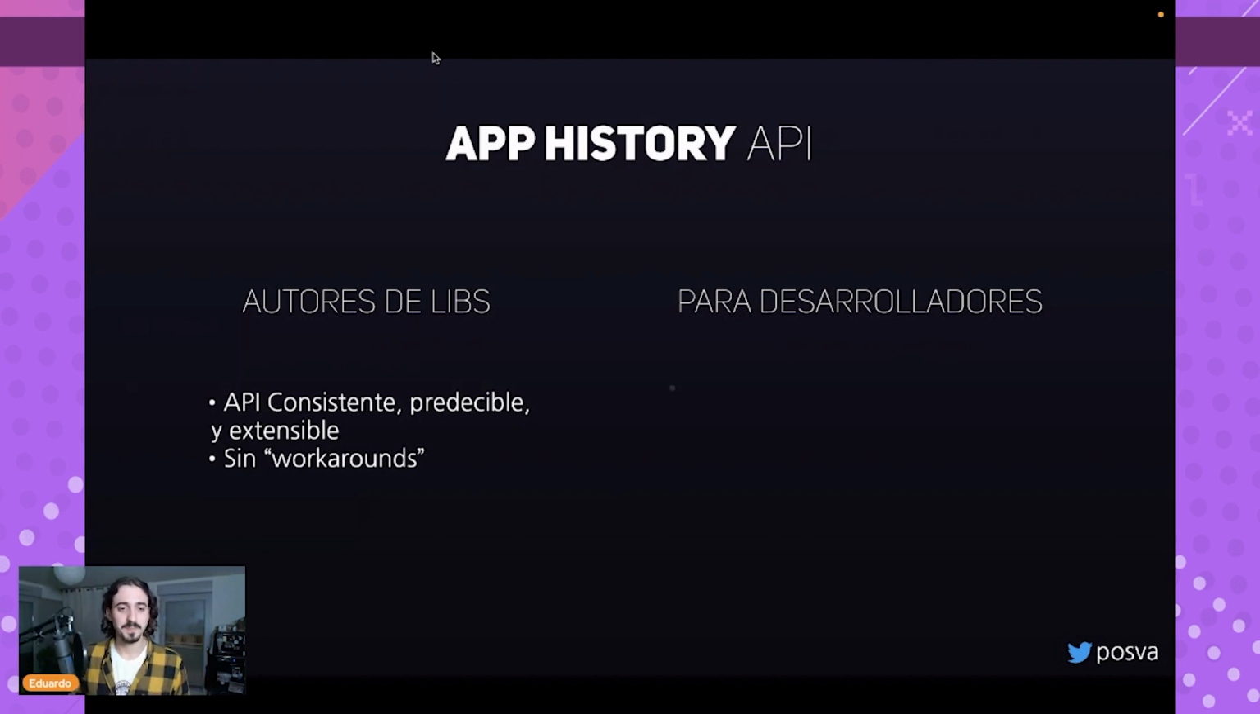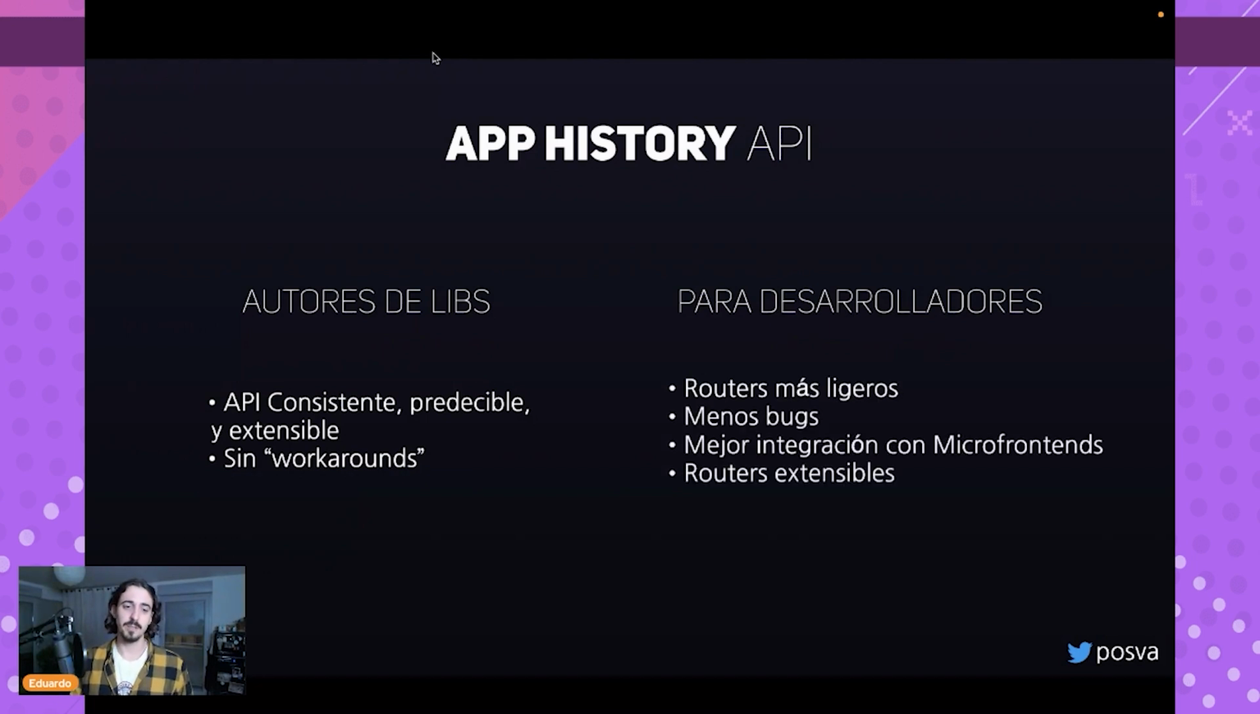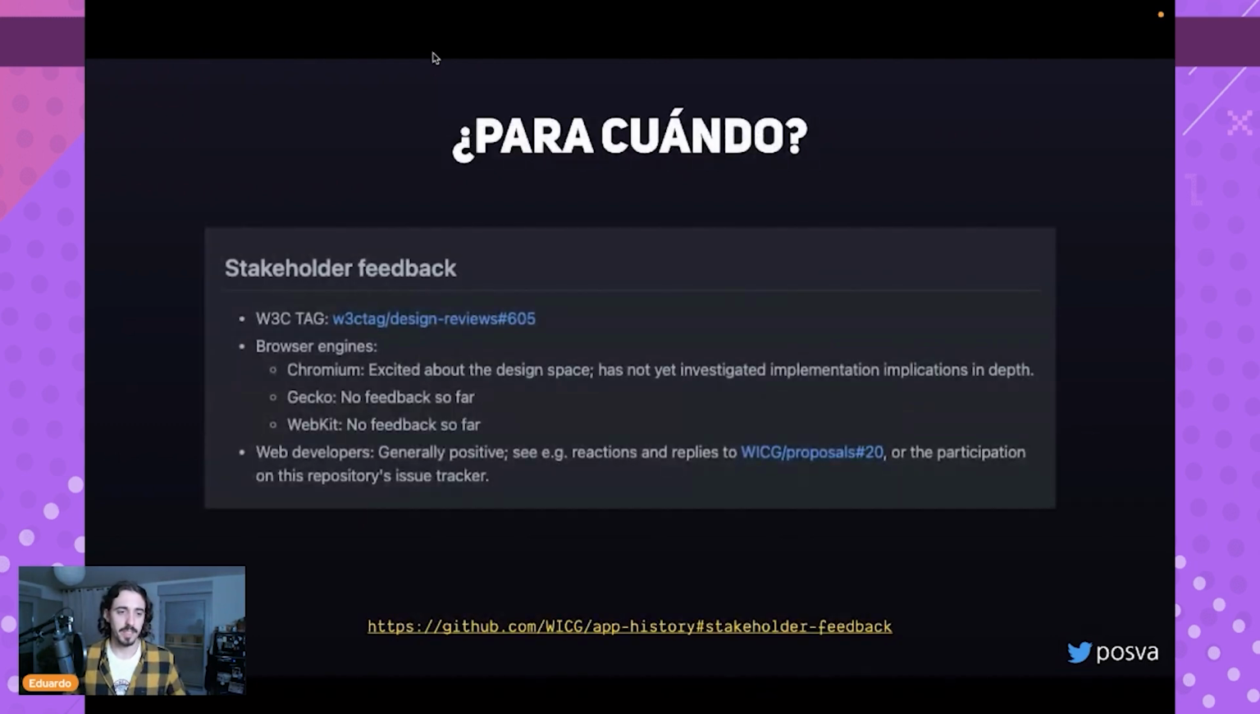So this is theory. But for developers, the routers are lighter. There are fewer bugs, there is better integration with micro frontends, and they are extensible. But the main thing is the consistency of the API. With these extensible features, you can have micro frontends and share, to be better integrated. Today, these routers are kind of delicate and prone to collision.